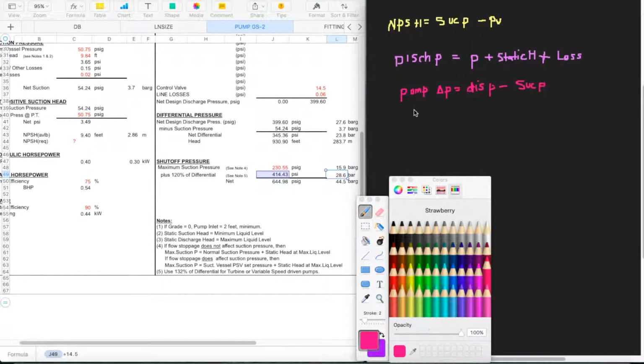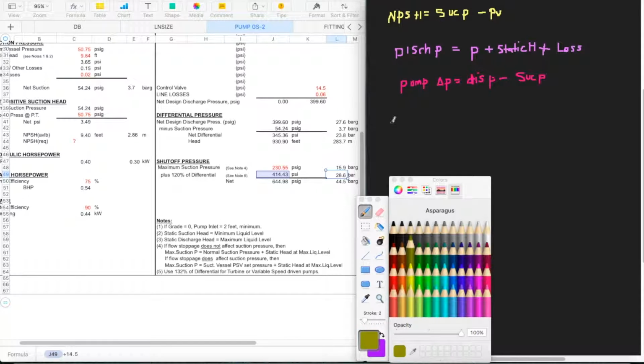Okay, so for shutoff pressure, we know that shutoff pressure is equal to maximum suction pressure plus 120% of the delta P of the pump. So why do I say maximum?